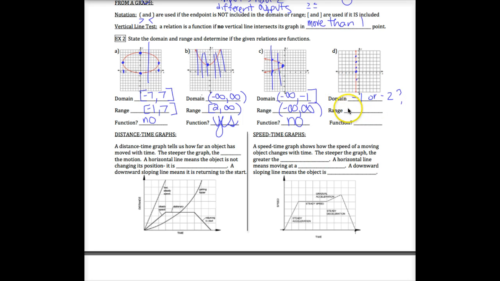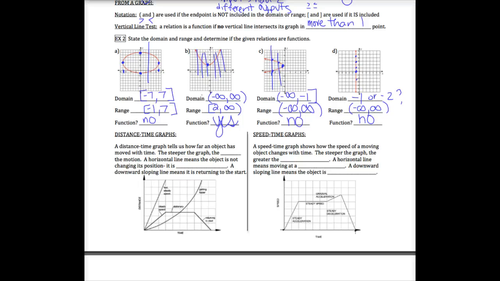The range, however, regardless of where that vertical line is on your paper, has arrows on both ends. It keeps going. So -infinity to infinity. Is it a function? No, it is a vertical line, so clearly it doesn't pass the vertical line test. All right, so that should be mostly review.